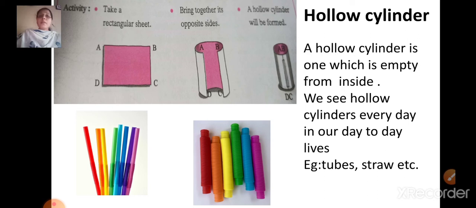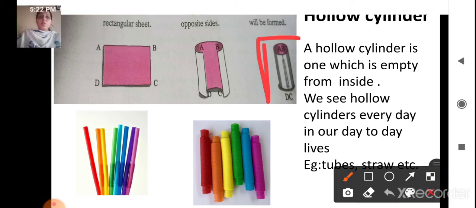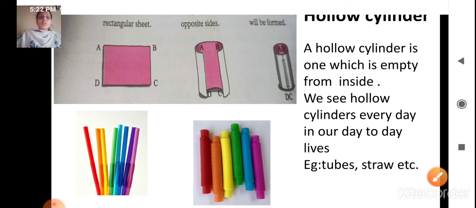Now what do you mean by a hollow cylinder? You can see it here on my screen. This is a hollow cylinder. But what is the meaning of hollow cylinder? Which is empty from inside. If you bring both the opposite sides together, a hollow cylinder will be formed which is empty from inside. We see hollow cylinders every day in our day-to-day lives. The best example here I have given is a straw. You must have seen a straw. That is an example of a hollow cylinder.